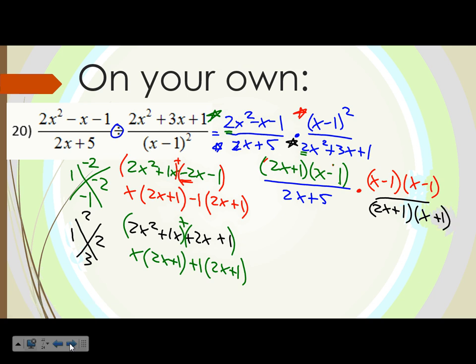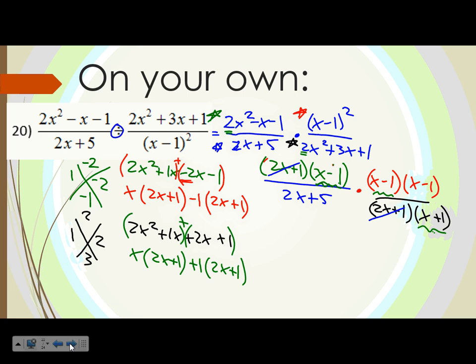Now the hard part's over. Now we can reduce things, if you have the same thing on top and the bottom. And with this one, we have a 2x plus 1 on top, 2x plus 1 on bottom. We have an x minus 1 here, and an x minus 1 here, but they're both on top, so we can't cancel those. We have an x plus 1 and an x minus 1, x plus 1, x minus 1, but those aren't the same.